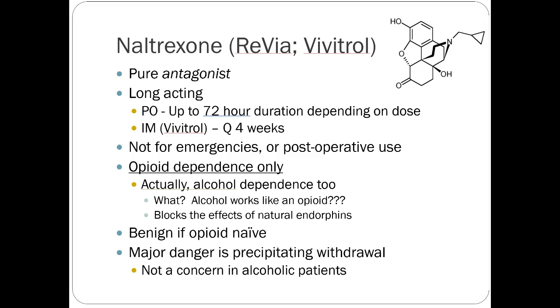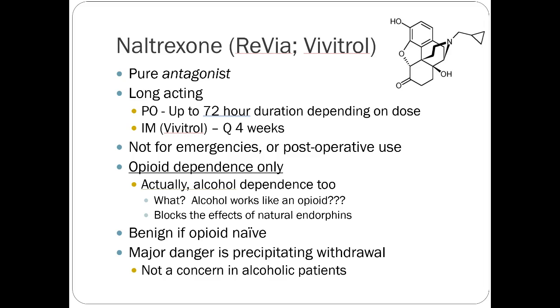PO I don't see used a whole lot. Technically, you could use the PO for opioid dependence, but it doesn't absorb all that well from the GI tract, and then you're relying on somebody to actually take the medication. So the IM product is infinitely better in that situation. Again, it's pretty benign if you're opioid naive. Major danger is precipitating withdrawal in an opioid dependent patient.